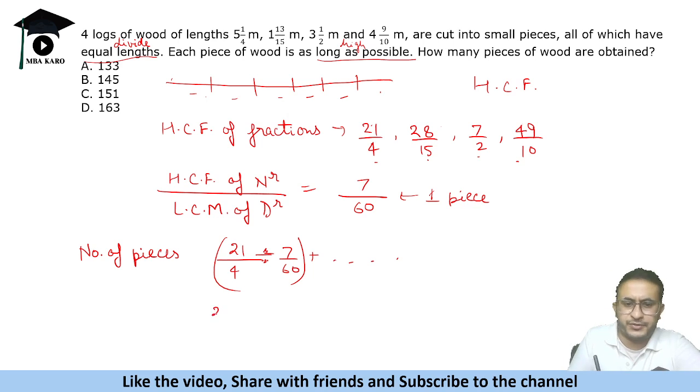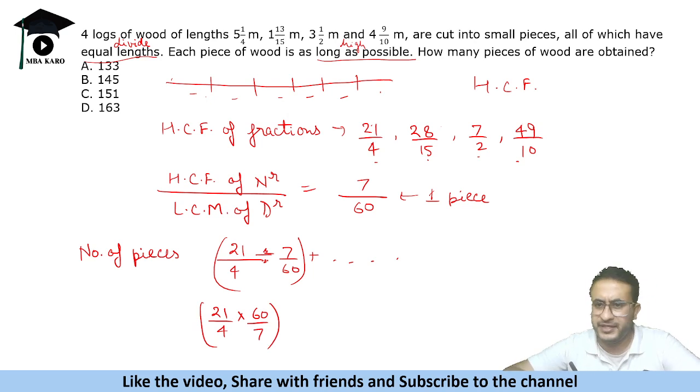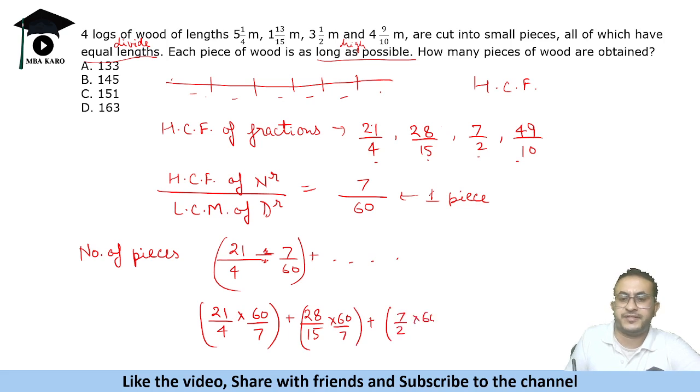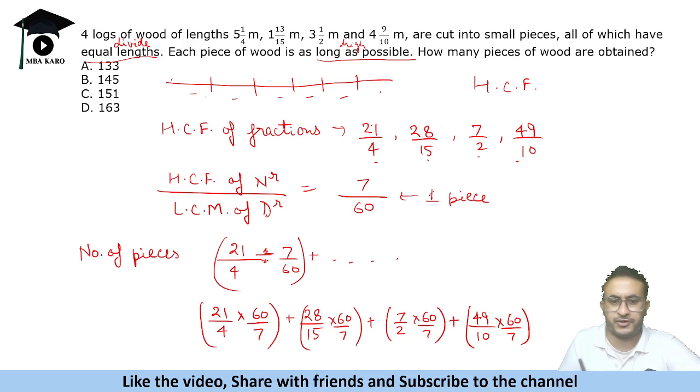So let us simply do it. 21 by 4 into 60 by 7, because division by a fraction means we multiply with its reciprocal, plus 28 by 15 into 60 by 7, plus 7 by 2 into 60 by 7, plus 49 by 10 into 60 by 7. So this is the number of pieces.